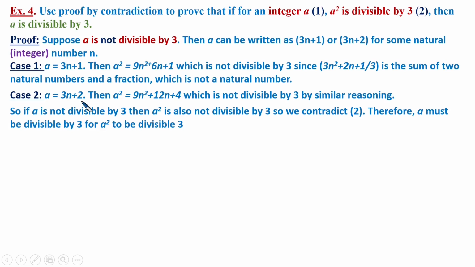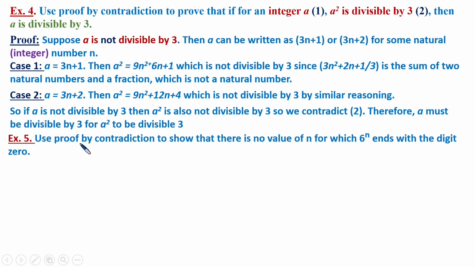With a similar argument, I take A equal to 3n plus 2 and substitute here, and I can show that here also you get some integer and some fraction if I divide by 3. So if A is not divisible by 3, in these two cases, then A square is also not divisible by 3. So we contradict 2. Therefore A must be divisible by 3 for A square to be divisible by 3. Just pause it and go through it.